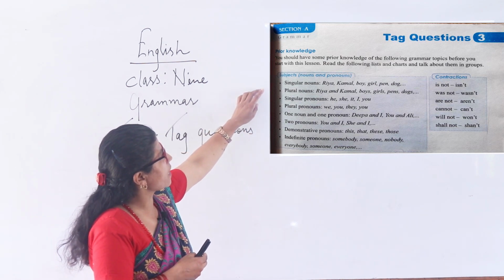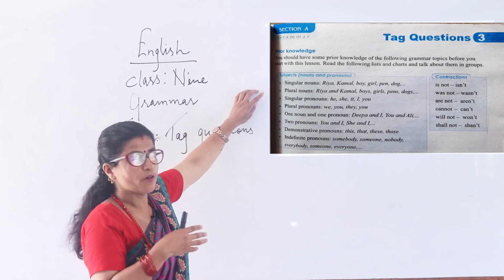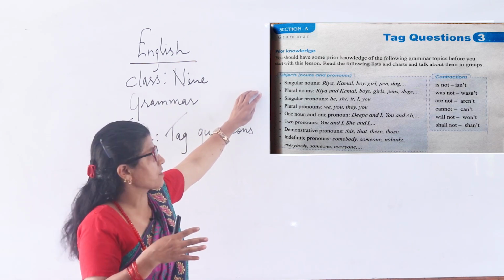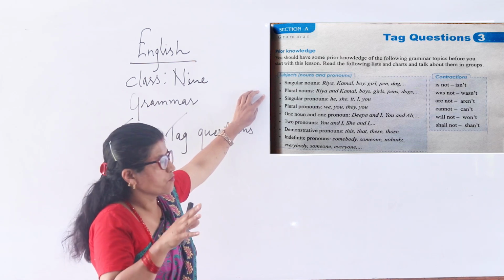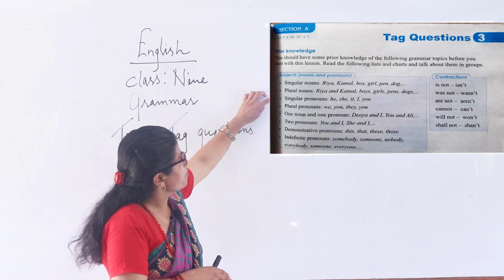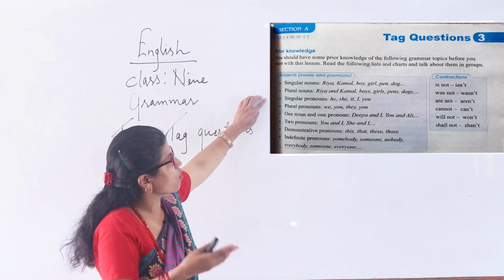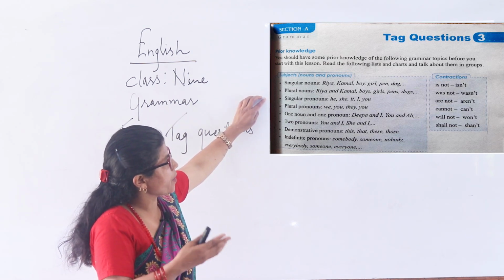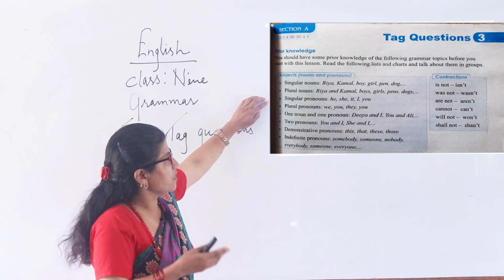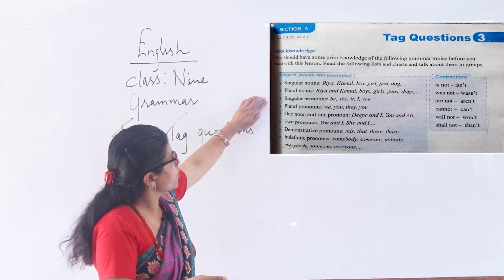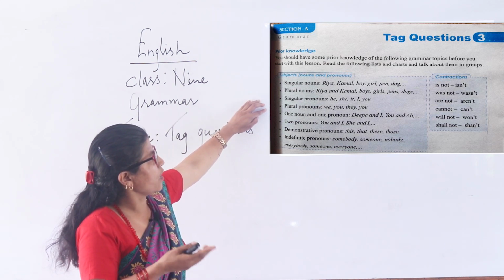Singular noun, if it indicates one, that is singular. I think you have read it in detail in the previous class, but again I am just revising for your understanding. And plural noun means it indicates more than one person or thing, like Ria and Kamal, boys, girls, pen, dogs. Singular pronouns are like he, she, it, I and you. Plural pronouns are like we, you, they and you.